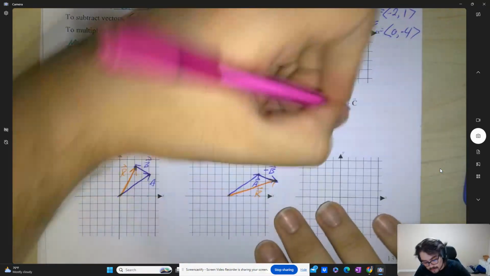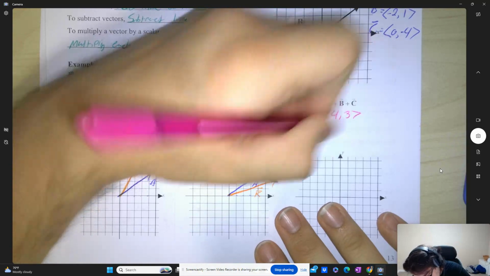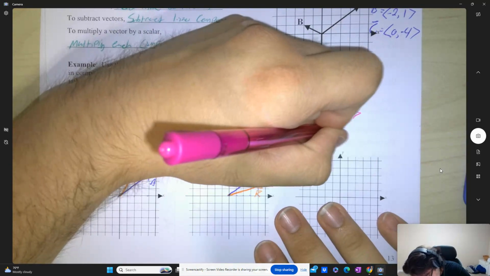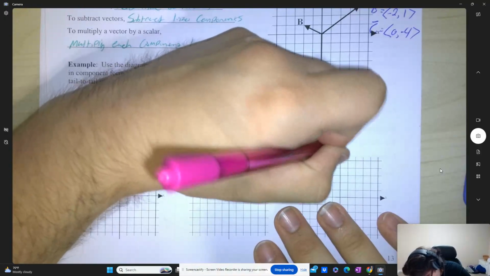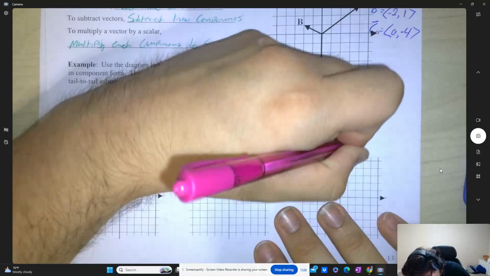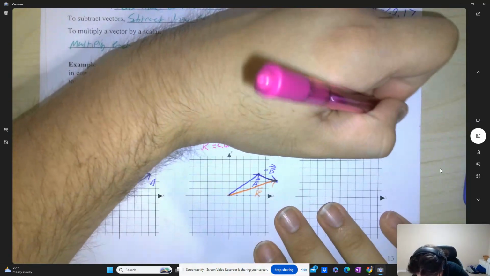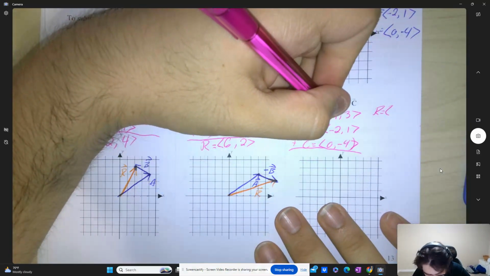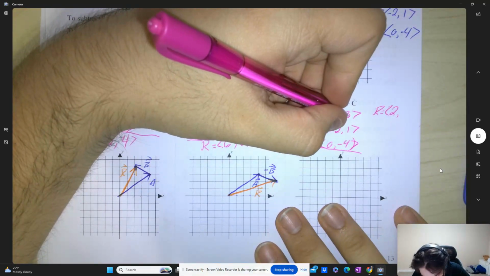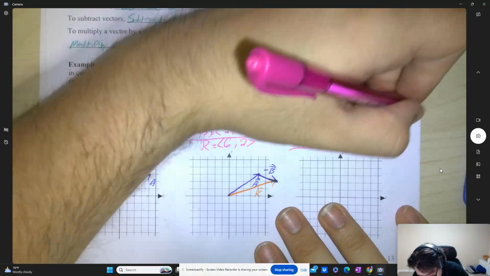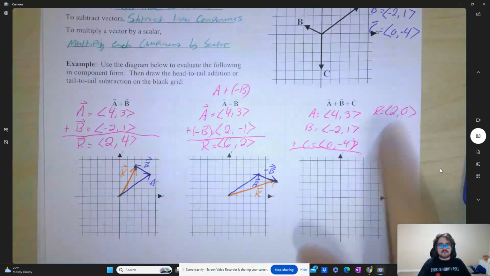Okay, to do all three of them, you're just going to do A equals 4 comma 3, B equals negative 2 comma 1, C equals 0 comma negative 4. Okay. And add them all together, and your resultant vector, let's see, is going to have, okay, 4 plus negative 2 is just 2, and then 3 plus 1 is 4, minus 4 is 0. So we should end up with this right here, 2 comma 0.